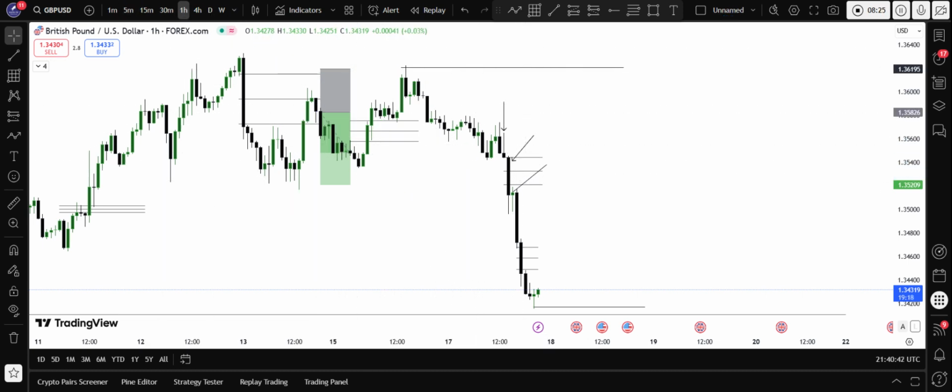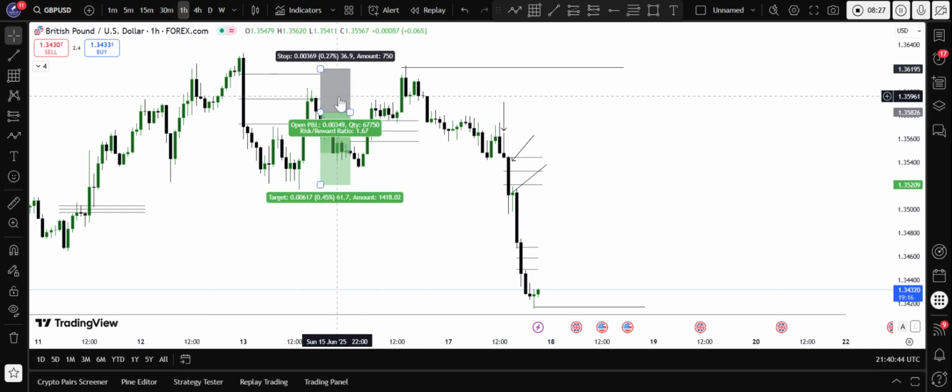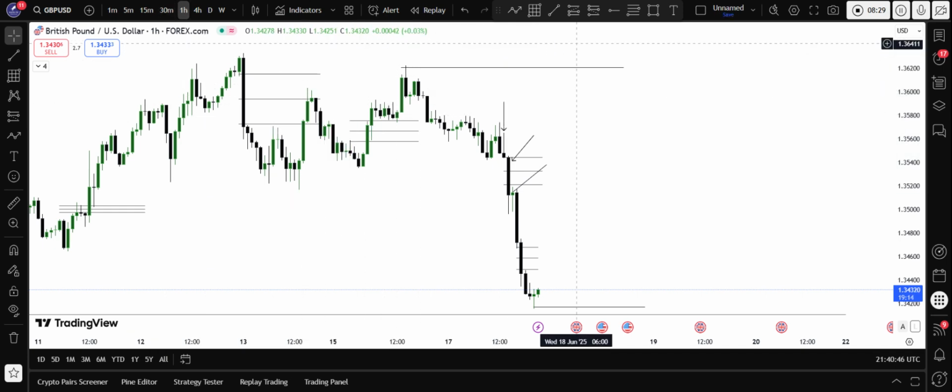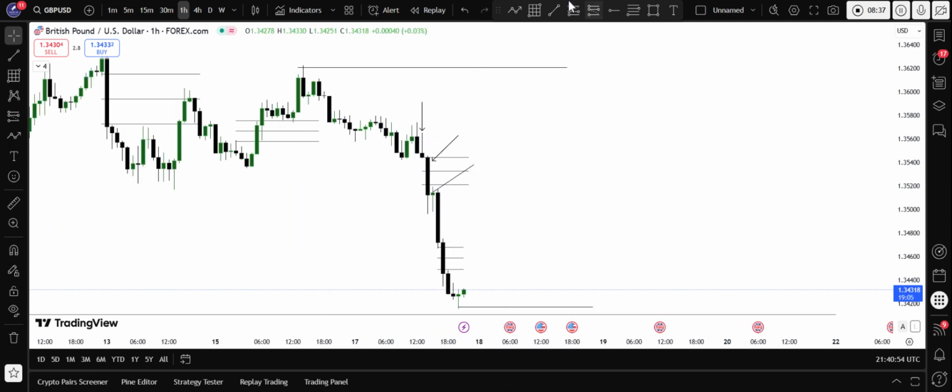But on the lower time frame, I'll get a better entry with a better risk reward. But let's go back to differentiating valid fair value gaps and invalid fair value gaps. Invalid fair value gaps, for instance, this one, where the first candle, the second candle, and the third candle, you see.